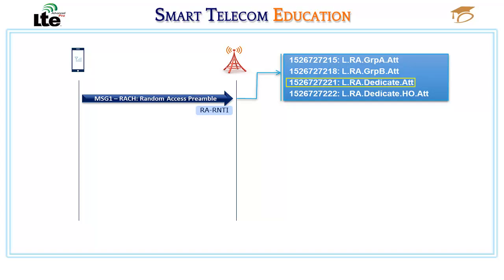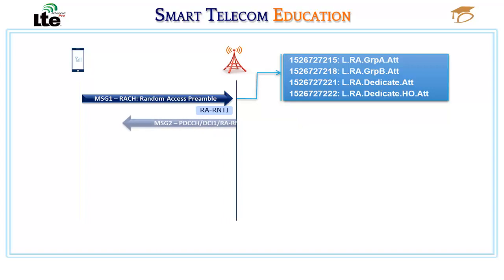The LTE random access dedicated attempt counter, if the random access preamble is non-contention based. The LTE random access dedicated for handover attempt counter, if the random access preamble is non-contention based sent for a handover.